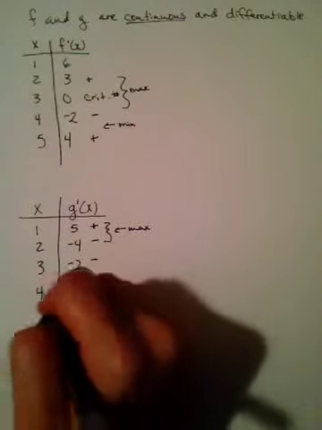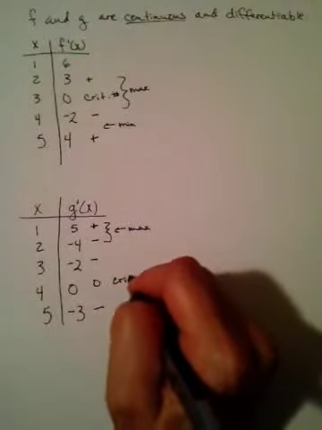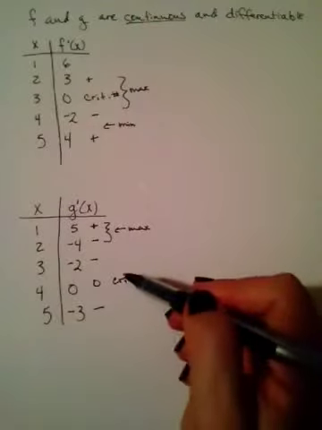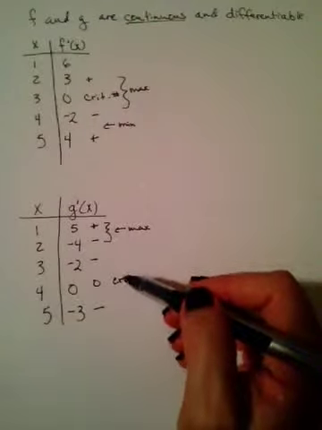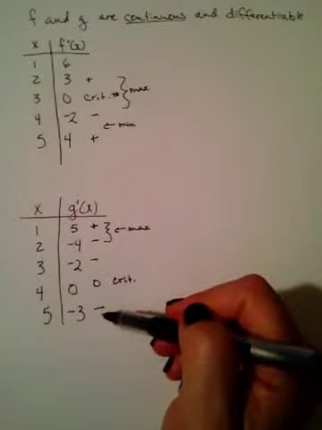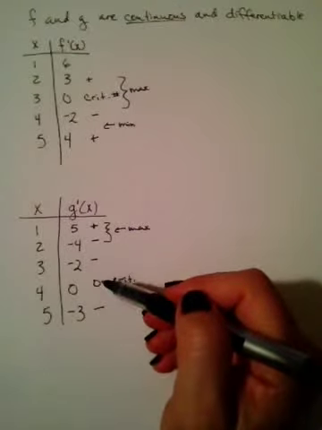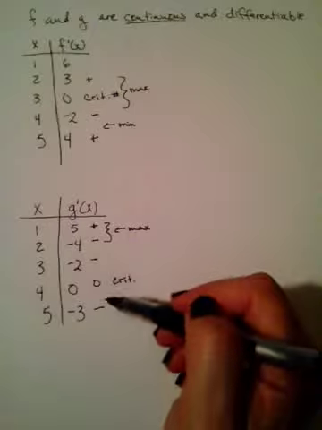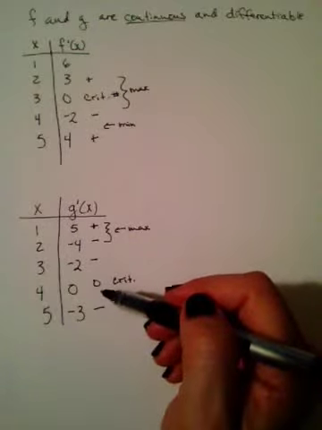Now over here at x equals 4, you see that you have a critical number. But I don't know that that critical number is actually a max or a min, because if I look on either side of it, the derivative is negative. So it could have been decreasing, flattened out, then decreasing some more. So that's not very helpful.